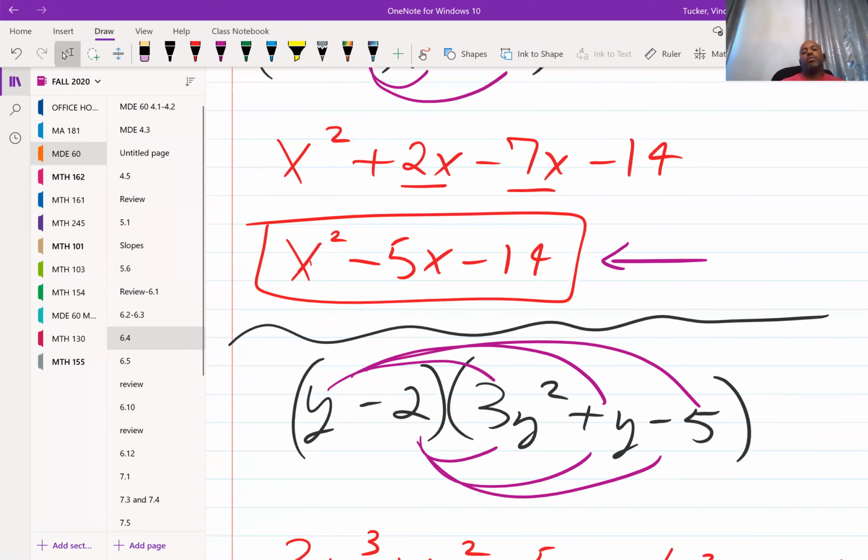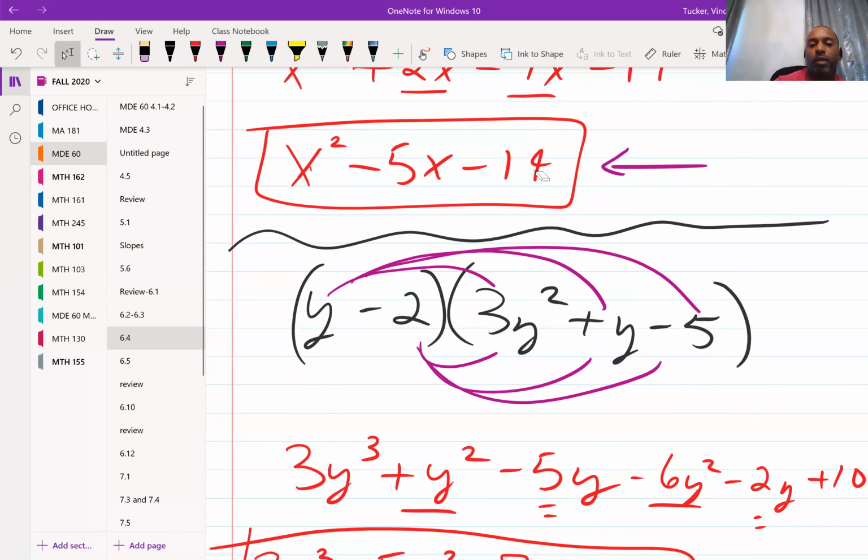All right. Next one, we have y minus 2, a binomial, times a trinomial, 3y squared plus y minus 5. So same thought process. We're going to take the y and distribute it to each term in the next parentheses, and take negative 2 and distribute it into each term in the next parentheses. All right. So we're looking at y times 3y squared, which is 3y cubed, just adding the exponents of your y. y times y is y squared. And then y times negative 5 is negative 5y. So that's how we got these first three terms.